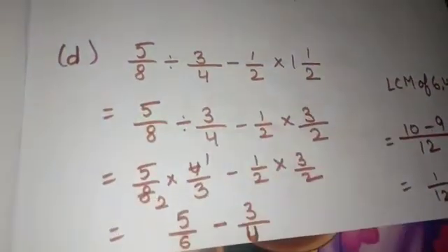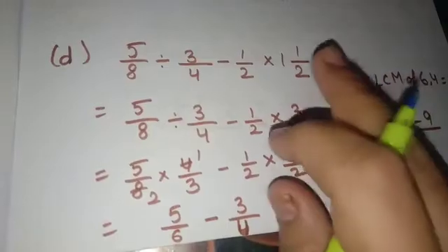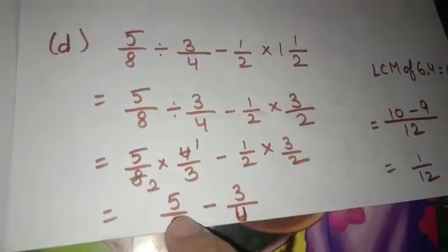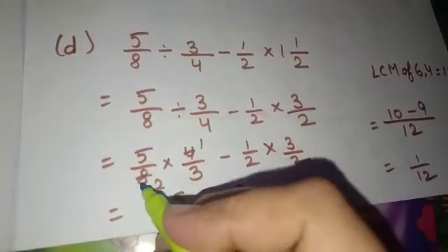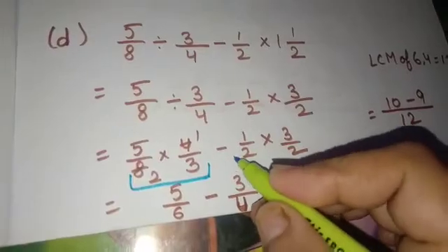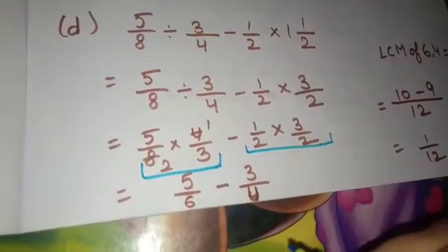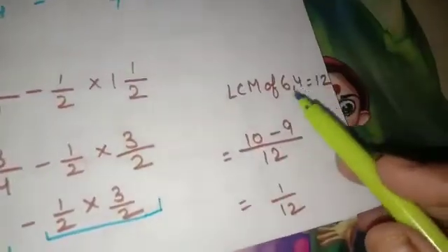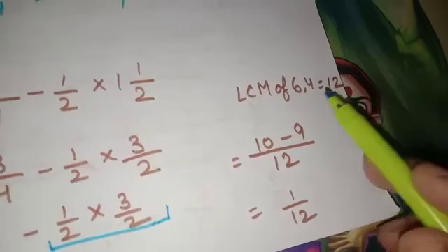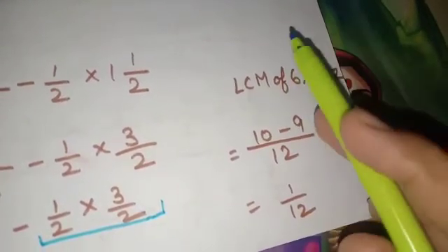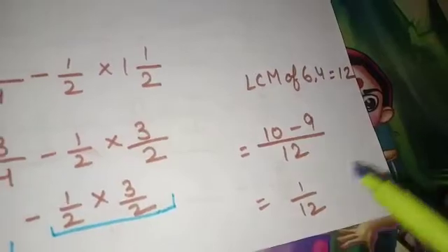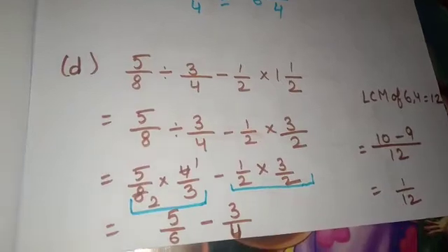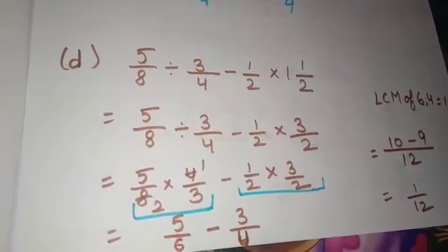Same in case of D part. As the complete statement is given, mixed will be converted to improper, division sign into multiplication, cancellation. Now this step of multiplication and this step of multiplication we can do together in a single step to get 5 by 6 minus 3 by 4. Then LCM of 6 and 4 will be 12. We will show here the LCM. How can we find? You know better. Then subtraction and the answer will be 1 by 12. Okay, it completes the D part of the question.